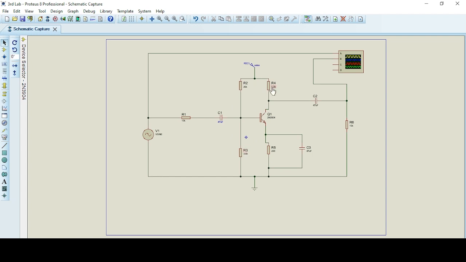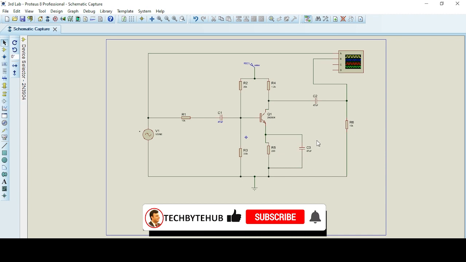Beside this is the RC resistor, and its value is 1.2 kilo ohm. And beside this, a 220 ohm resistor is connected on the emitter; it is also a current limiting resistor. And this is the capacitor you can see here, C3, 47 microfarad. It is a bypass capacitor, used to bypass the AC signal to the ground.